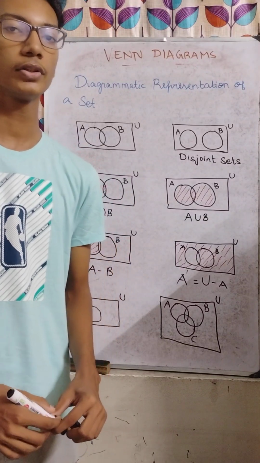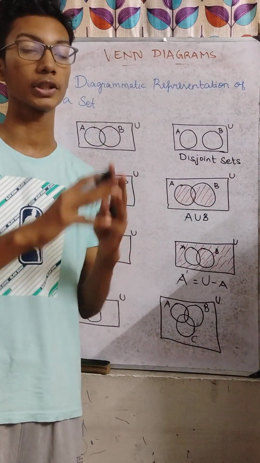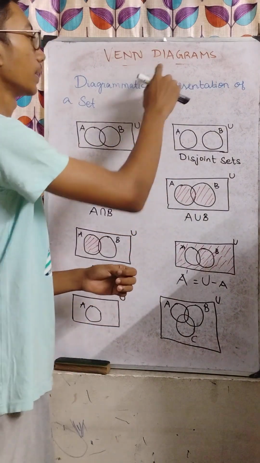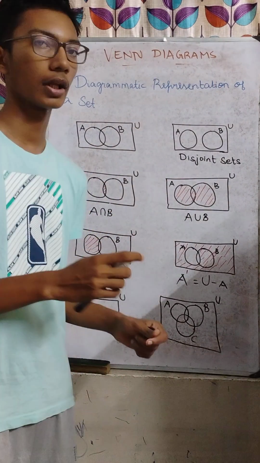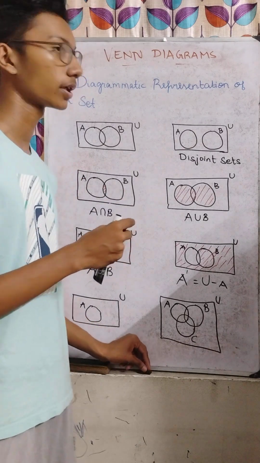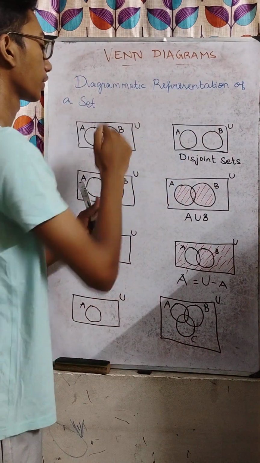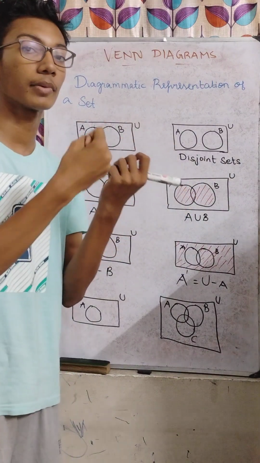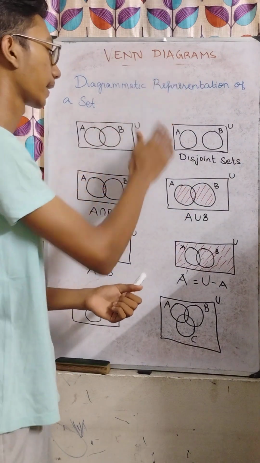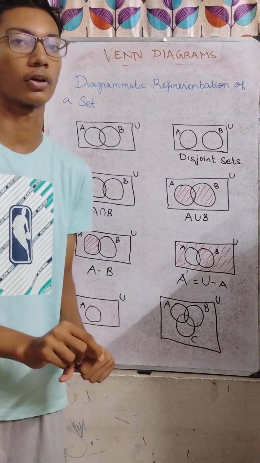In this video, we will see about one of my favorite topics in the whole of mathematics, that is Venn diagrams. Venn diagrams are for the set theory concept. So this is the diagrammatic representation of a set. A set is diagrammatically represented through Venn diagrams. So that's what Venn diagrams are for.